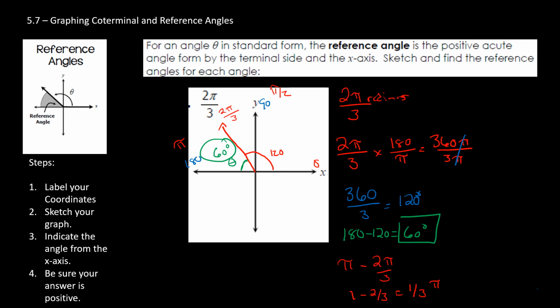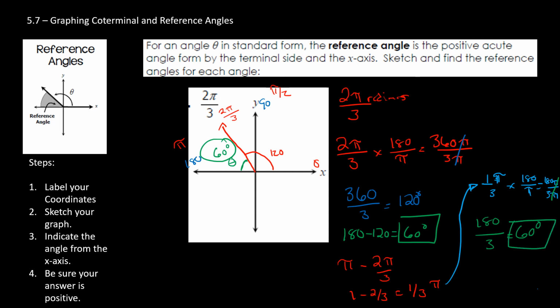Well, if we can convert 1/3 pi, we can say 1/3 pi times 180 over pi equals 180 pi over 3 pi. This looks very familiar. We know that these will simplify out. We're going to have 180 divided by 3, which equals 60 degrees. And that's what's left here at our 60 degrees. That would be our reference angle there.